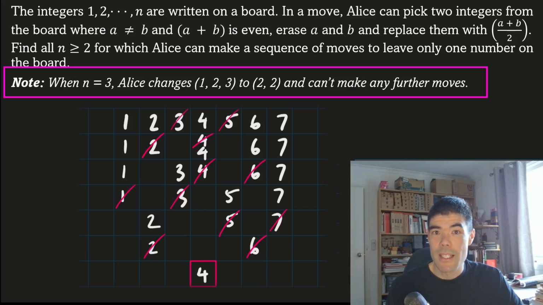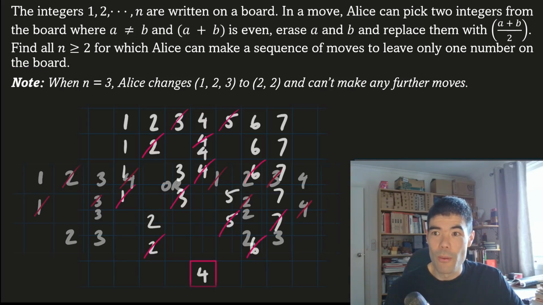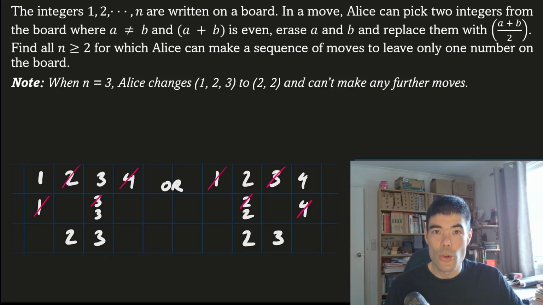So a logical place to start would be to try n equals 4. If you try n equals 4, there's only two choices for the first move. Either you replace 2 and 4 with 3, or you replace 1 and 3 with 2. In both of those cases, you're then forced into a second move, and in both cases you end up with 2, 3, and you can't make any further moves, you're stuck.